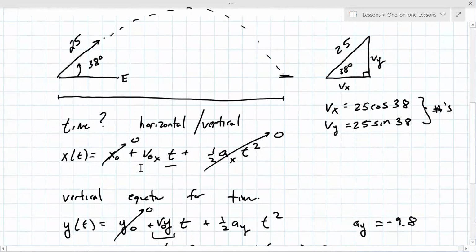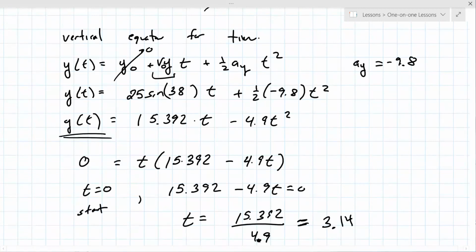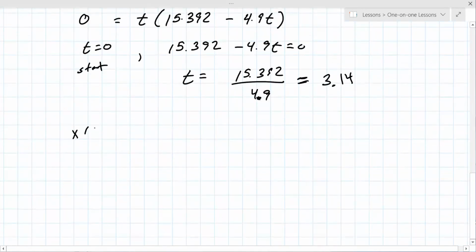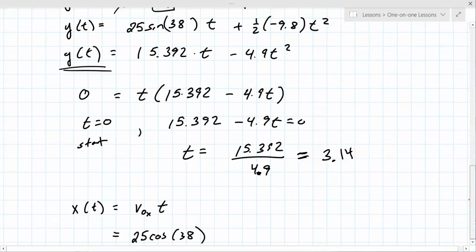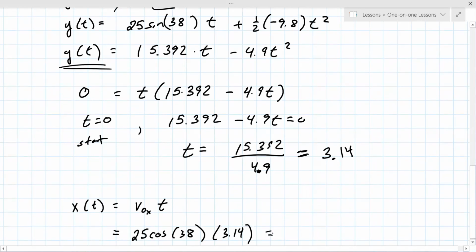You have to use that x equation, the initial velocity in the x direction times time, to get what's called the range. So x of t, simplified, is the initial velocity in the x direction times time. And we know that to be 25 cosine 38 times 3.14. I forgot about the times 3.14. So we have our 25 cosine 38, and then we multiply that by 3.14.